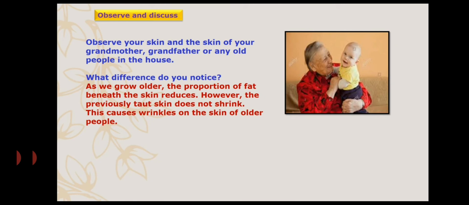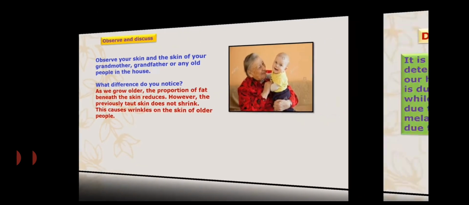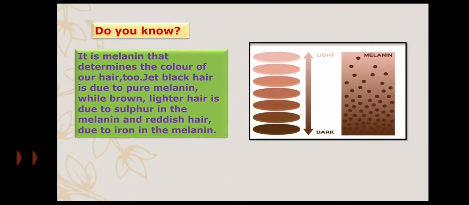Because as we grow older, the proportion of fat beneath the skin reduces, we see wrinkles on our grandfather's or grandmother's skin. Suppose there are old people in our house, we can observe that their skin has wrinkles.